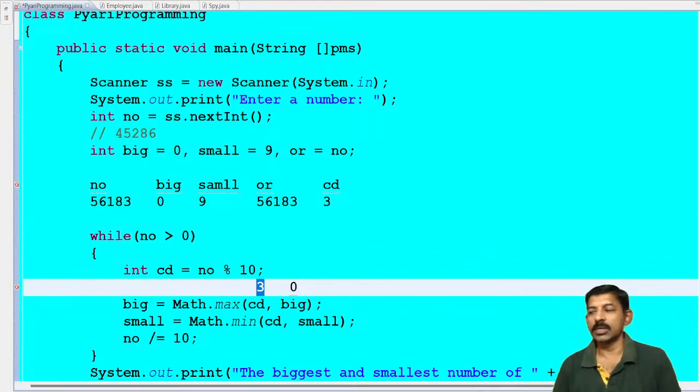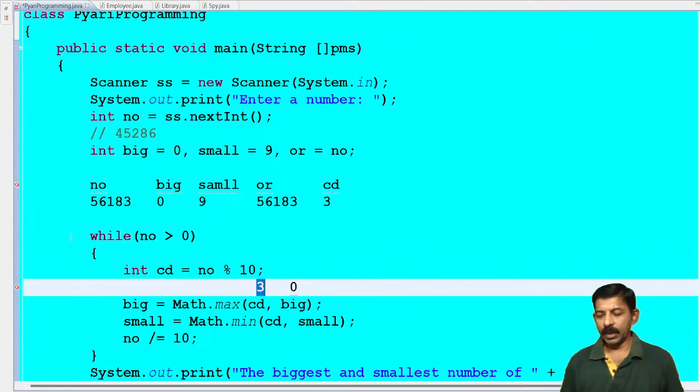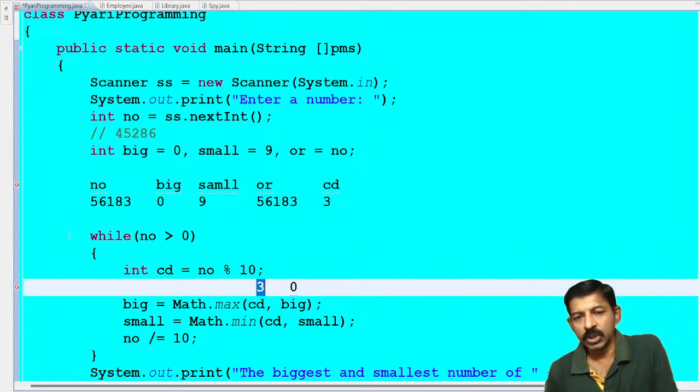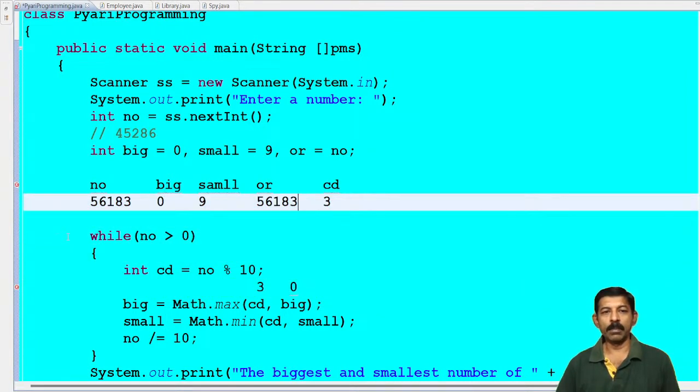I am considering the first digit as biggest and smallest. I am applying the logic in such a way that the first digit, because the value of no will be 0. Okay, fine. I am taking the value of big and small in such a way that my first digit will act like a biggest and will act like a smallest also. So maximum out of 3 and 0 is 3. So that's why my big becomes 3.